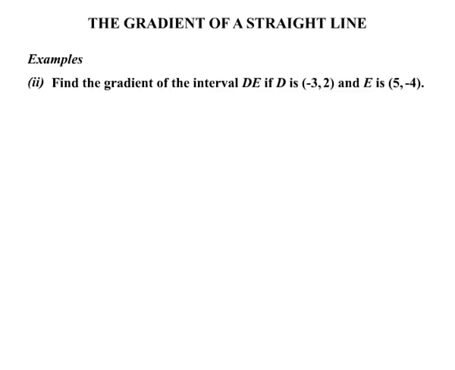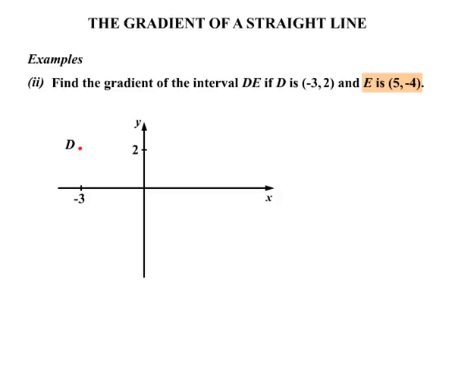Our second example, we're asked to find the gradient of the interval DE if D is the point (-3, 2), E is the point (5, -4). Well, again, we'll draw a diagram, just a quick sketch. D is the point (-3, 2), so -3 across and 2 up, there's our point D. E is the point (5, -4), so 5 across, -4 down, that would be the point E. We draw our interval and then we complete a right-angled triangle.